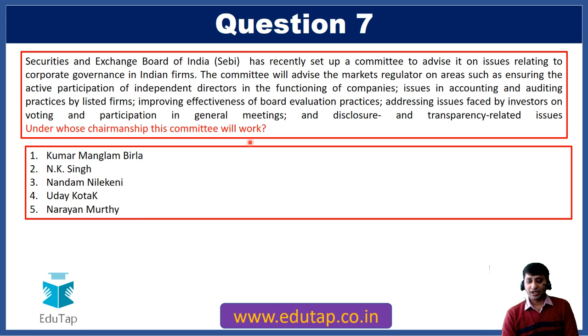Now Satish Kumar is saying Uday Kotak, Rohit Sarvanan is saying option number 4, that is again Uday Kotak. Anurag, Swati, Kundan, Anuja, all are saying 4. Anybody here thinks that the answer is 3, that is Nandan Nilekani? Here it is mentioned Nandam, though actually it is Nandan Nilekani, NK Singh, Kumaramangalam Birla. Well, yes, the answer is option number 4, that is Uday Kotak.